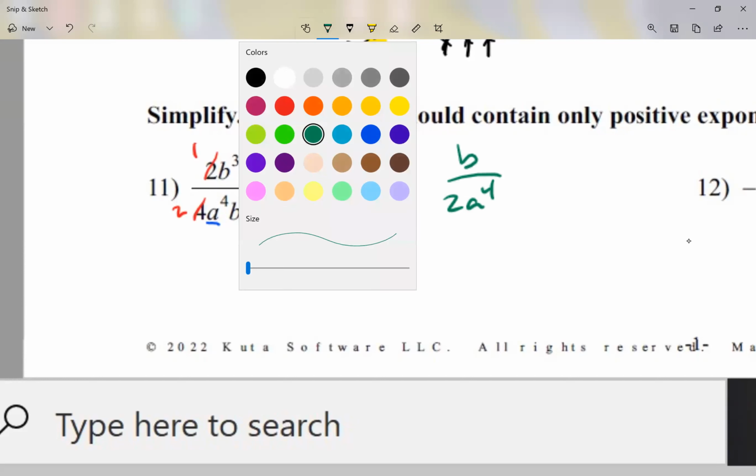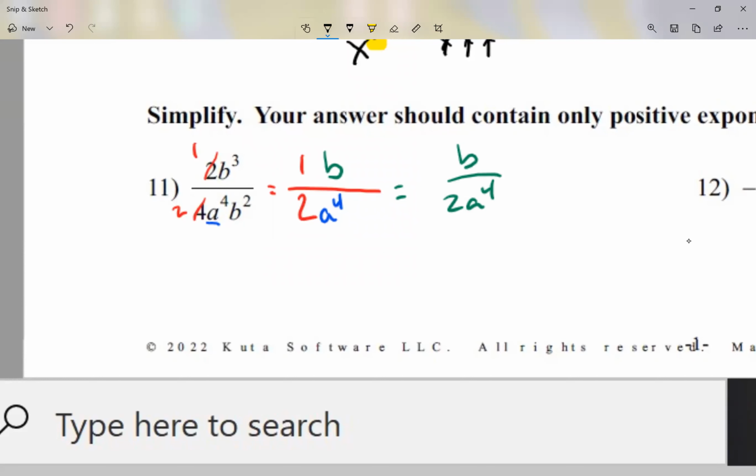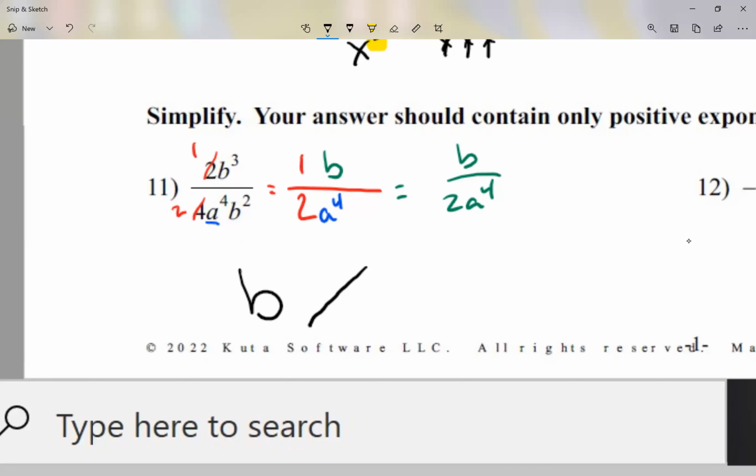Now, how are we going to type fractions? The way we're going to type fractions, we're going to use the backslash. The backslash, you guys see it at the bottom right of your keyboard. Anything that comes before the backslash is what goes on the top of the fraction. Anything that comes after it is what goes at the bottom. So this one, the way I would want to type this will be B backslash 2A to the 4th. Again, anything before the backslash is what goes on the top of the fraction. Anything that comes after it is what is at the bottom of the fraction.